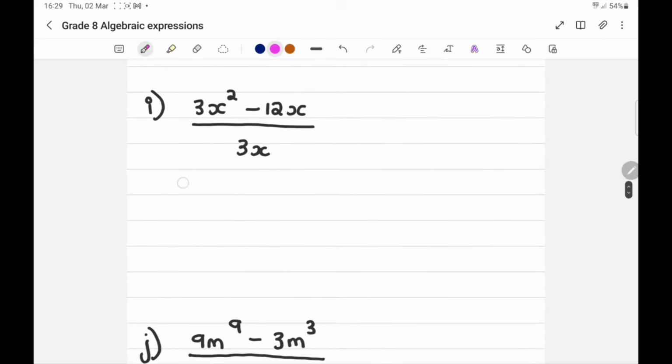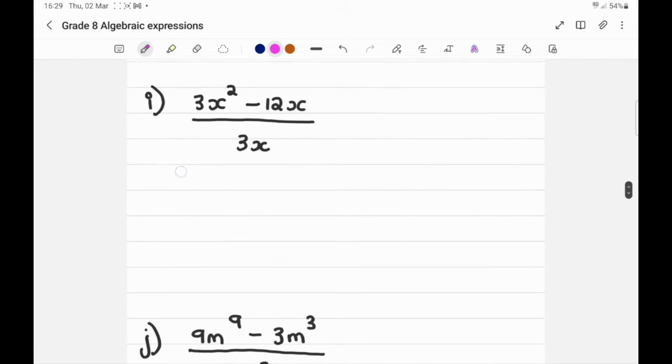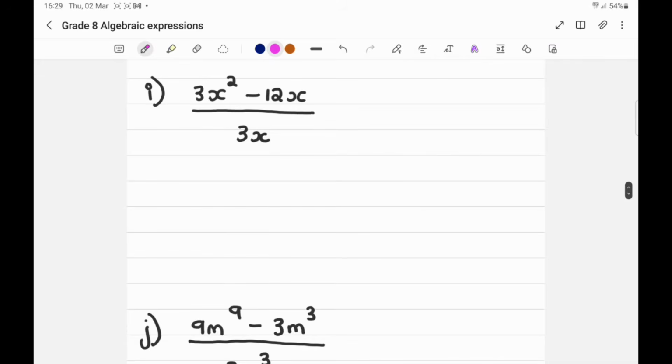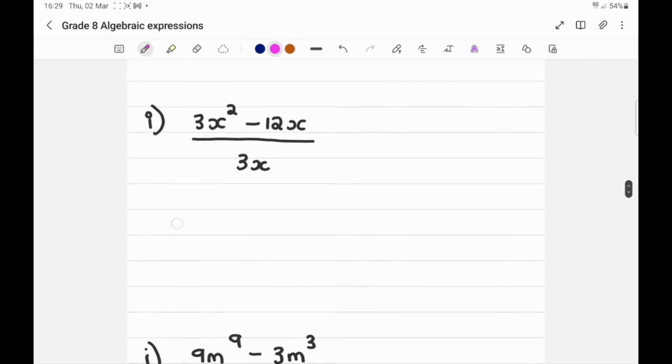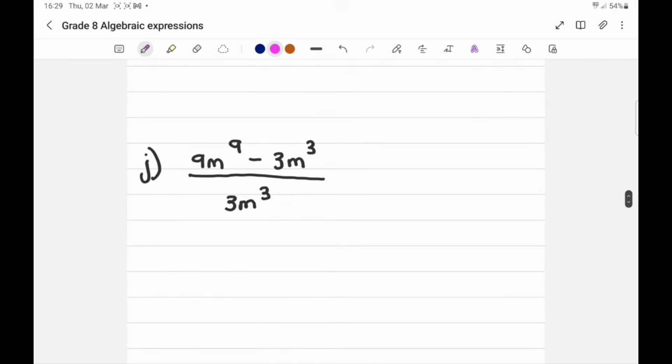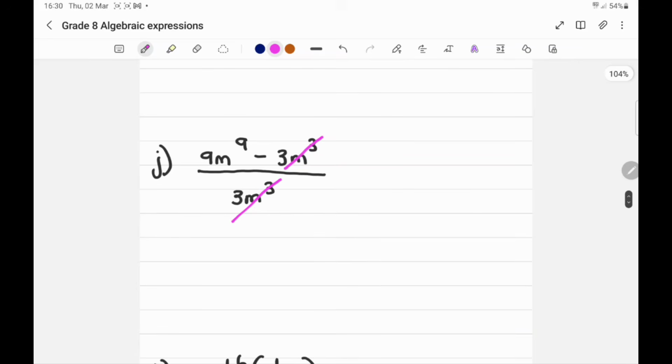Okay, and that brings us to the next sort of algebraic expression questions that you can get, and that is where you've got 2 terms over 1 term. So people, you cannot, specifically look here, cancel out like that.